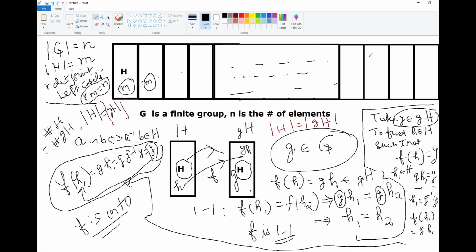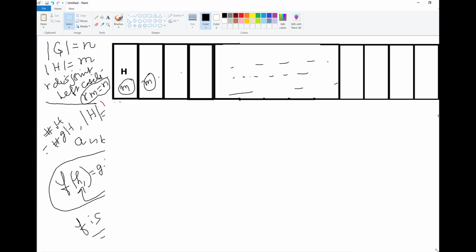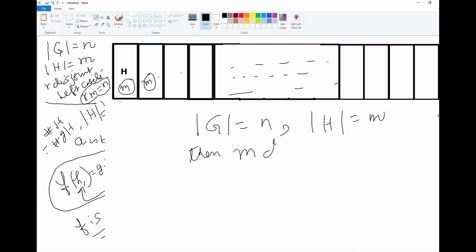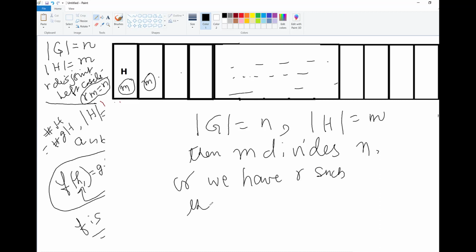So what we just found is this, that if G has, so I'm erasing this now, just repeating the same thing, if number of elements in G is n and H is a subgroup and the number of elements in H is m, then m divides n. Okay, or we have a positive integer r such that what?